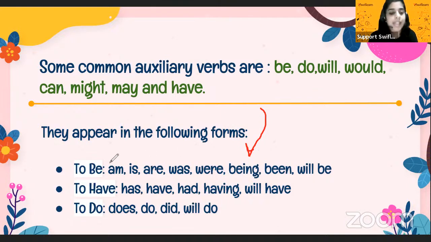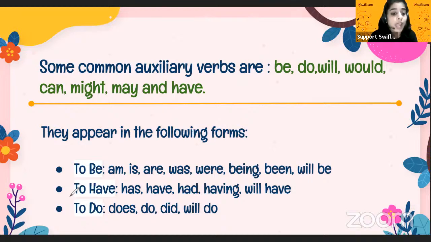These are of three types. One is to be. Be means existence. You are existing. I am. She is. They are. I was. We were. She's being. I have been. We will be. These are forms of to be, which means to exist, to show your existence.